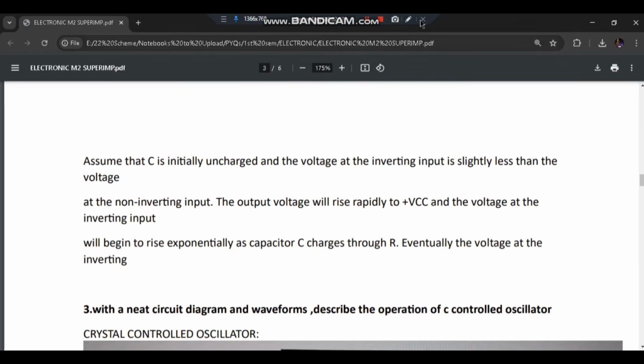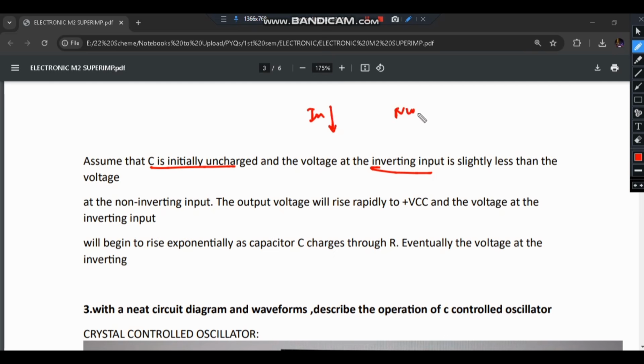Initially C is uncharged. The capacitor is uncharged initially, and the voltage at the inverting input is slightly less than the voltage at the non-inverting input. This is the inverting input, and this is the non-inverting input. The output voltage will rise rapidly to plus VCC, and the voltage at the inverting input will begin to rise exponentially as the capacitor C charges through R.